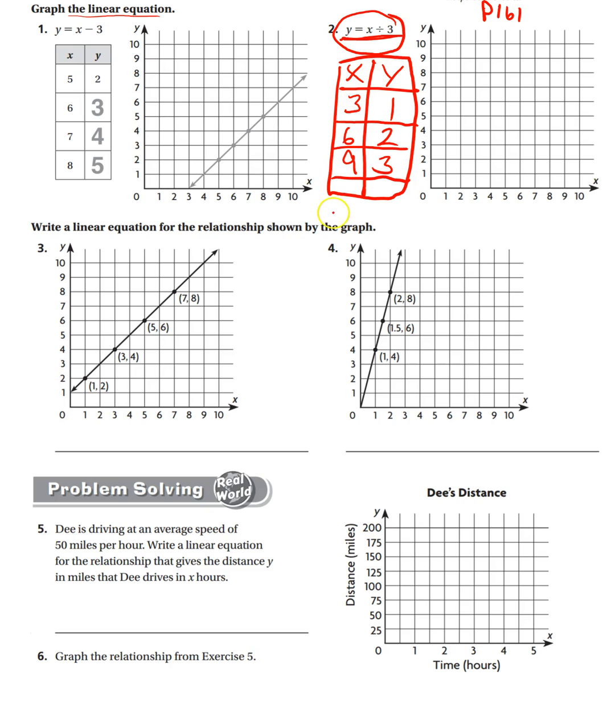Remember, this is the rise, or excuse me, don't want to mess you up. This is the run, and this is the rise. X is the run, y is the rise. So over 3 for the first one, and then up 1. Your point's going to go right there. Okay, I'll let you finish that out, and then connect the dots, make your line.